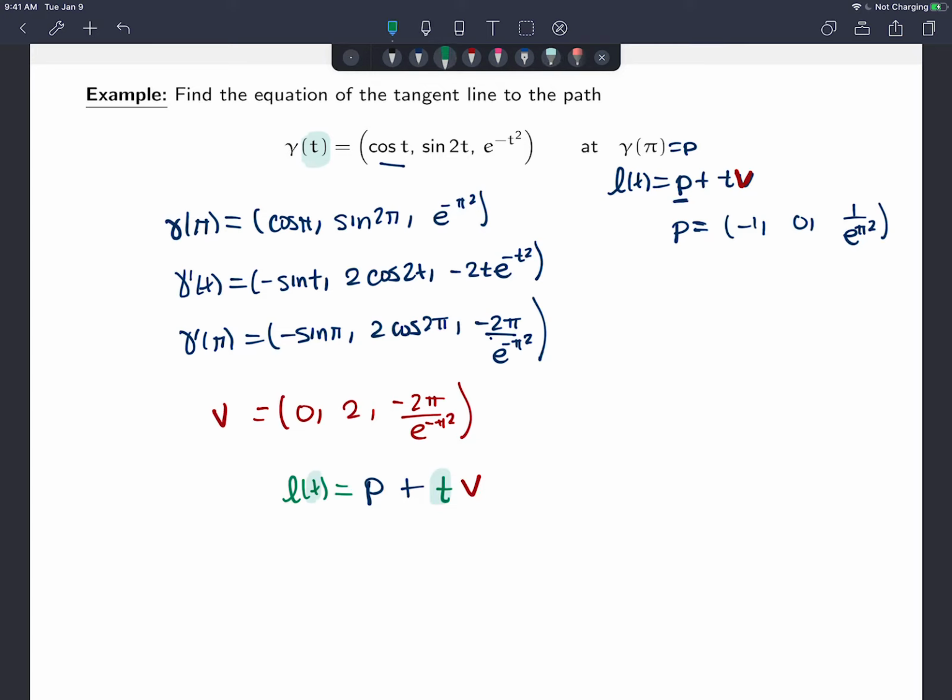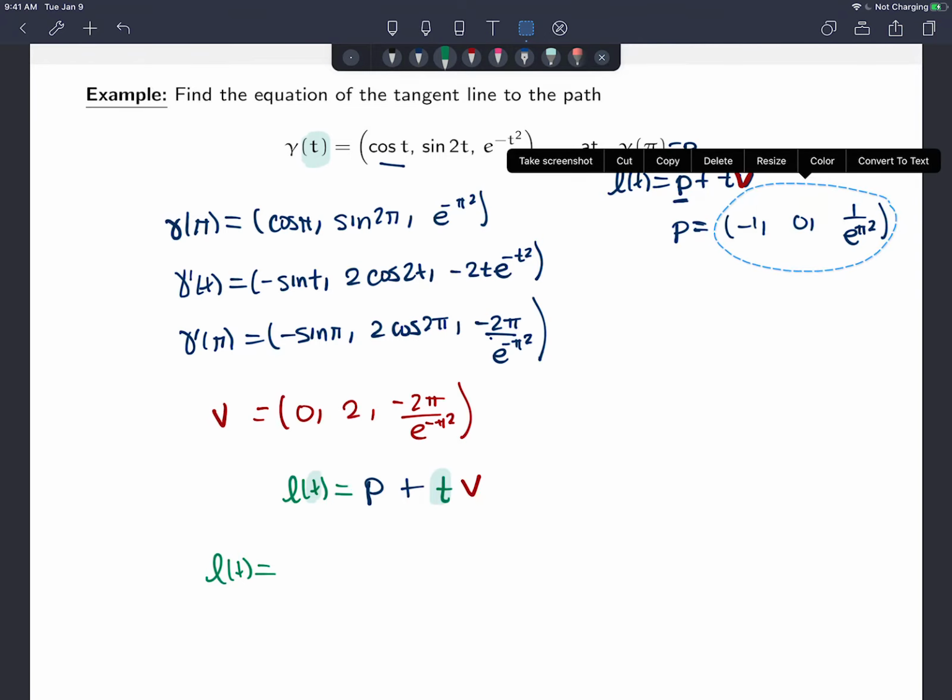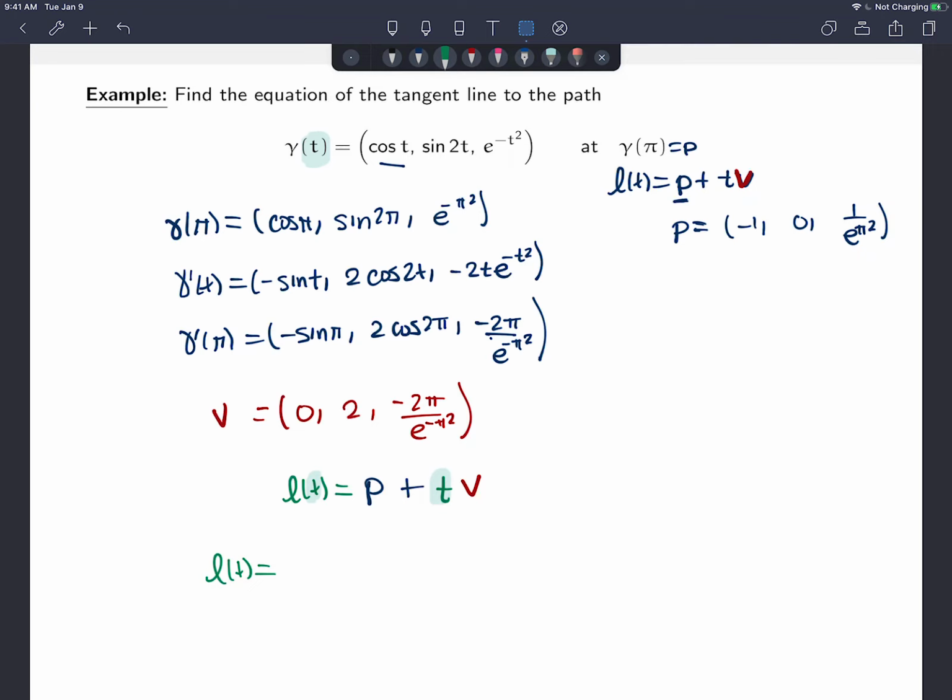Okay, so my function is going to be L of t. My line is the point P, so I'm just going to grab it from here. I'm going to cheat and copy. And let's put it here. And then I'm going to do plus t times the vector v, which is this.